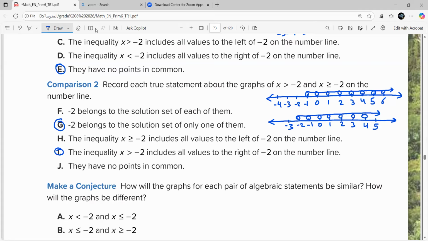They have no points in common. Of course not. They have common points. Common points like what? Negative 1, 0, 1, 2, 3 are common points. So this statement is not true.